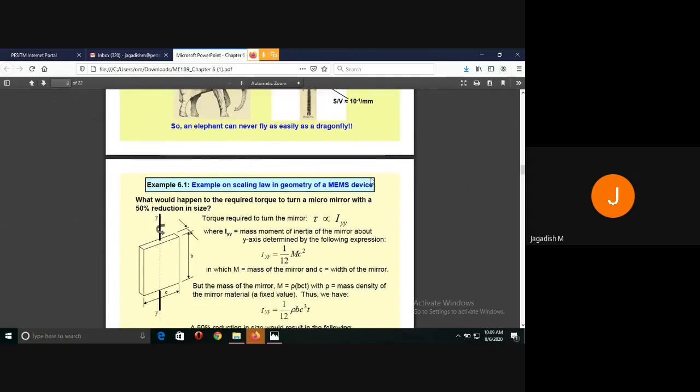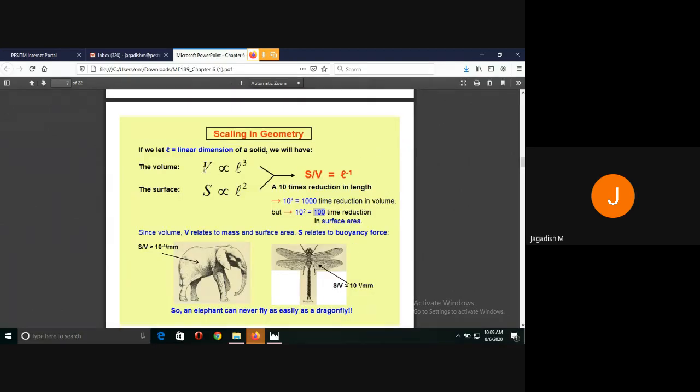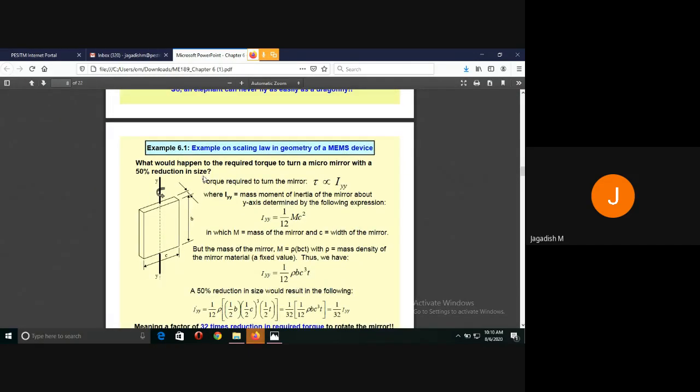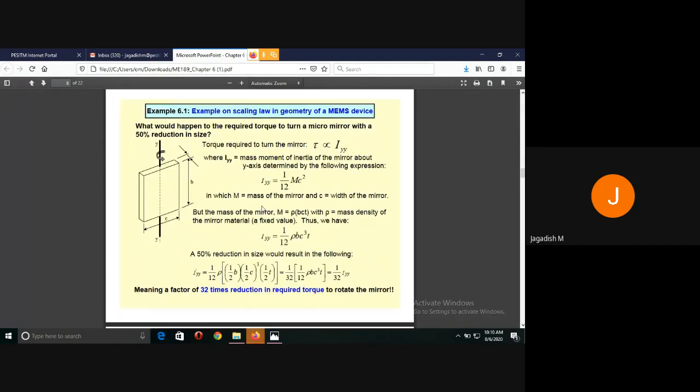Okay. So if I take the surface to volume ratio of an elephant, I'll get 10 to the power minus 4 per mm. That of a dragonfly, I'll get 10 to the power minus 1 per mm. Okay, so this is a rule, that is S by V equal to L to the power minus 1. How this affects geometry, we'll see with an example here. This example was solved in class, before lockdown. I hope you would remember this.